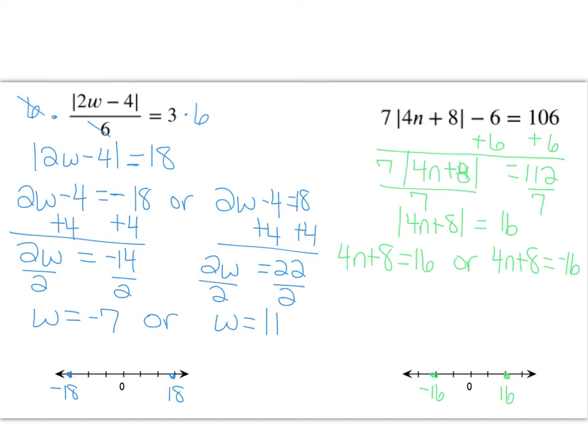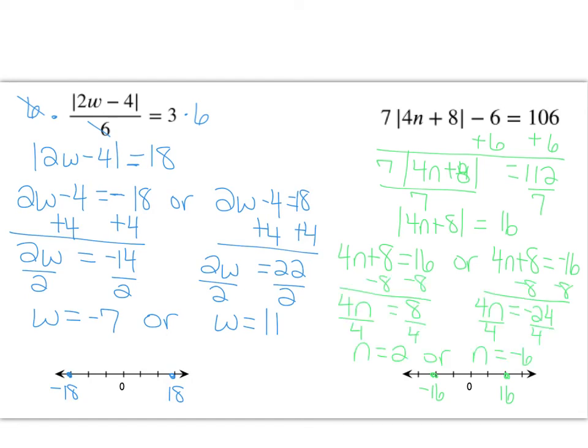Remember, we don't change anything of that expression that is inside the absolute value bars. Okay, you have two-step equations. Solve them. Tell me what the solutions to this equation are. Our two solutions are 2 or negative 6.